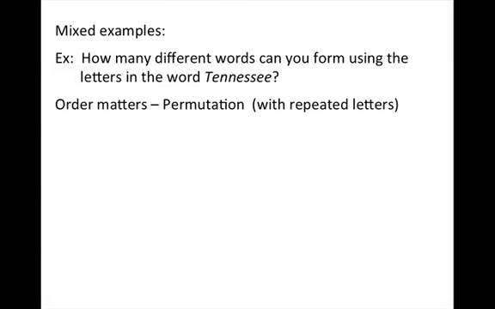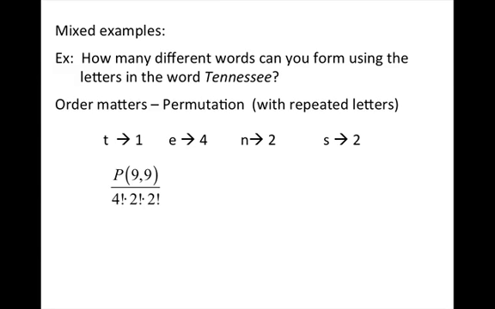So let's look at the letters in the word Tennessee. There's 1 T, there's 4 E's, there's 2 N's, and 2 S's. So I'm going to take the 9 total letters, and it's a permutation of 9, choose 9. But I have to divide by 4 factorial times 2 factorial times 2 factorial. And that's for the 4 E's, the 2 N's, and the 2 S's.